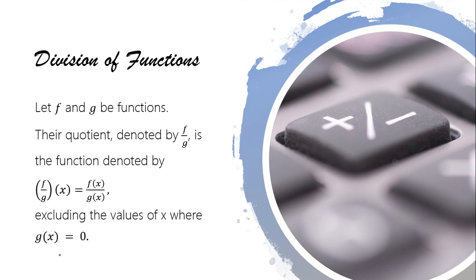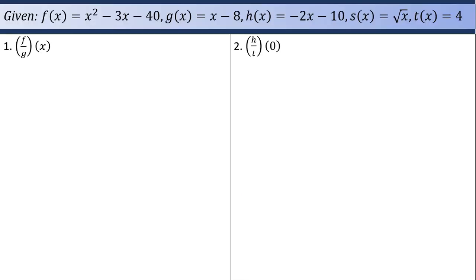Pumunta naman tayo ngayon sa division of functions. Let f and g be functions. Their quotient, denoted by this symbol f over g, is the function denoted by f over g of x is equal to f of x over g of x, excluding the values of x where g of x equals 0. Kasi pag ang g of x natin ay equal sa 0, ang buong function natin ay magiging undefined. Okay? Let us consider some examples.